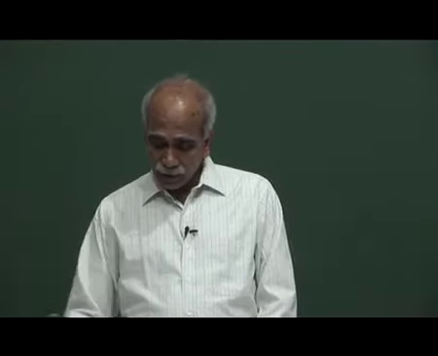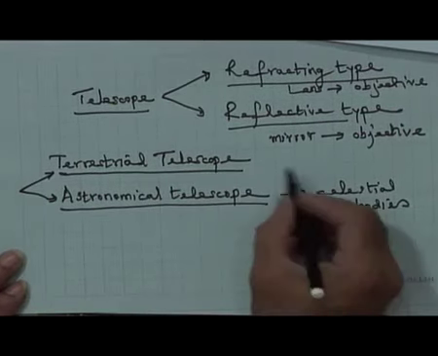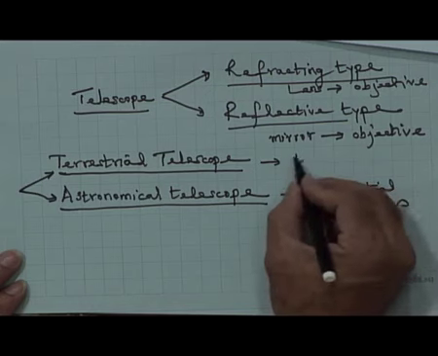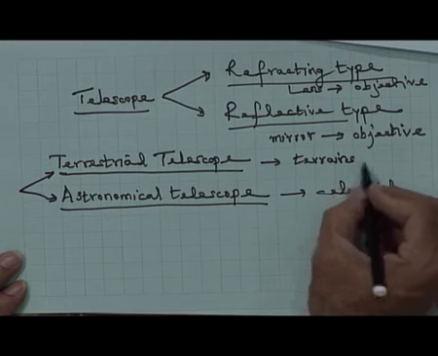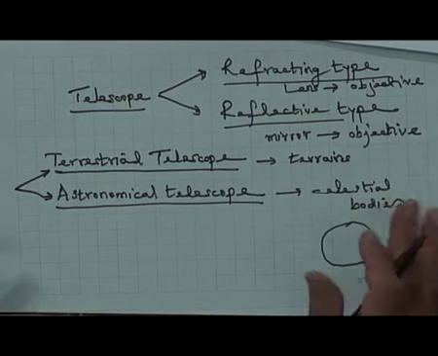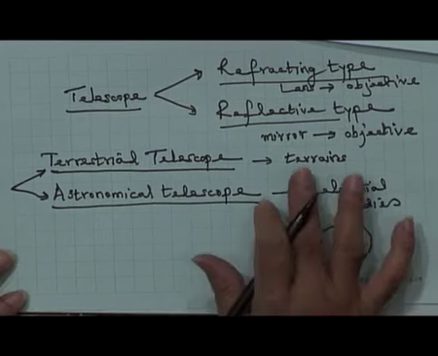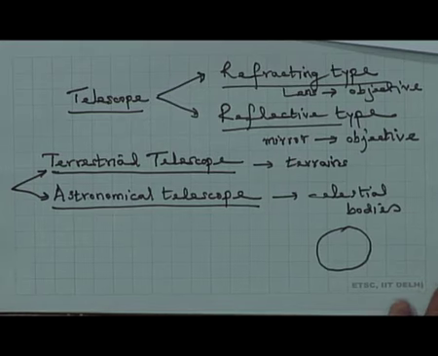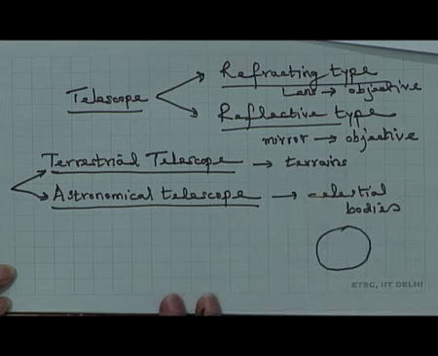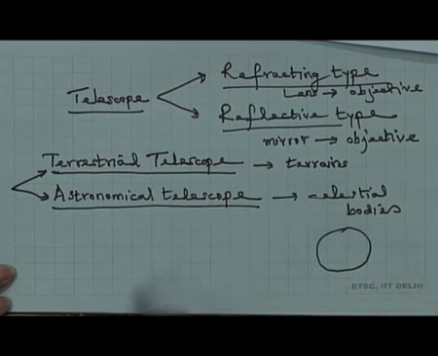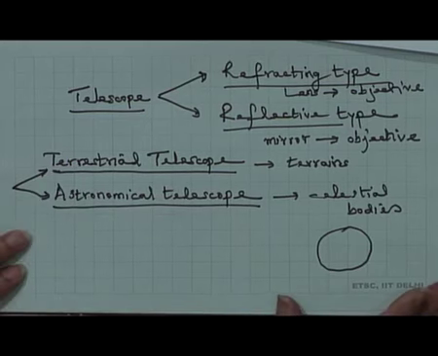However, a terrestrial telescope is used to observe terrains or landscapes or objects which are on the earth, but very far off, which you want to see clearly, for example, using binoculars. Then you would not like to see an inverted image, you would like to see an erect image, and then we use what is called a terrestrial telescope.